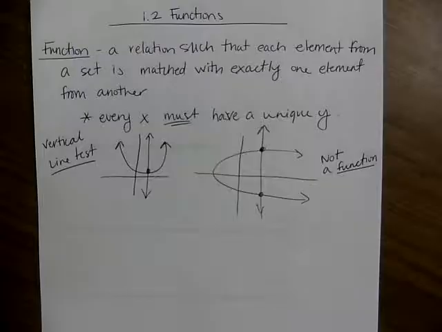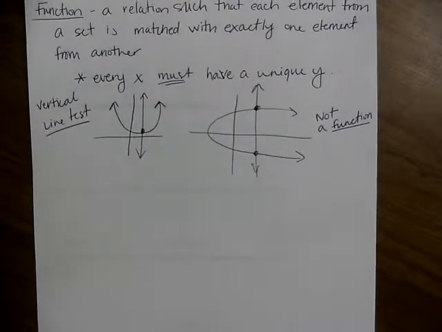So what we're going to do, yeah. What was the horizontal line test for? To tell if it's one-to-one or many-to-one. We'll talk about that soon in this chapter.